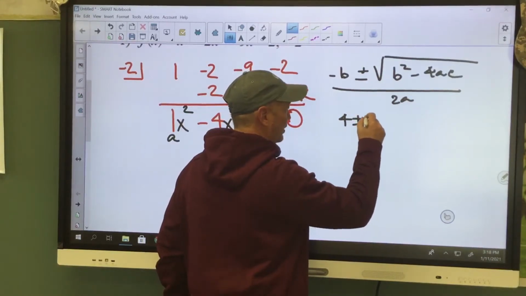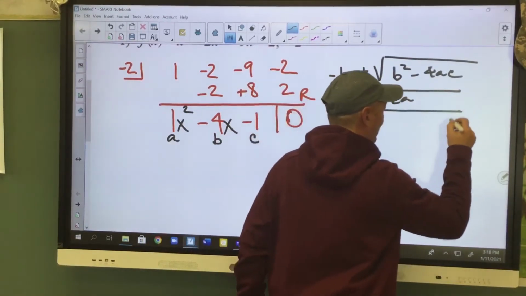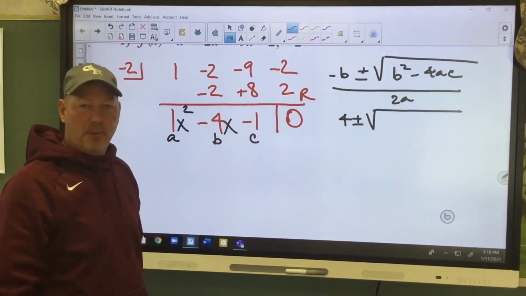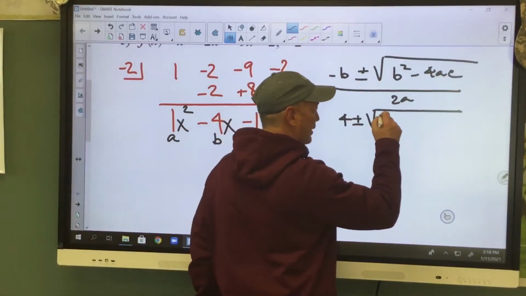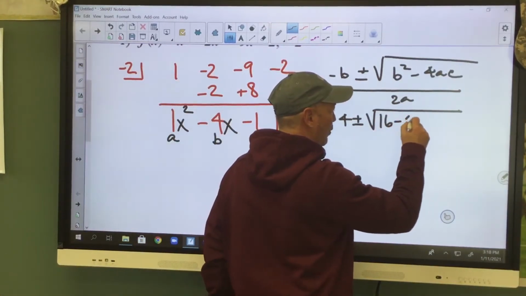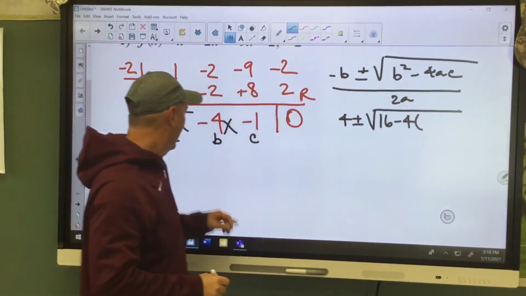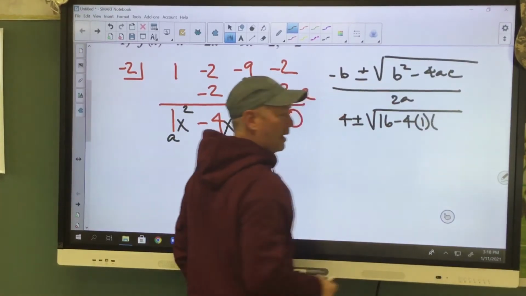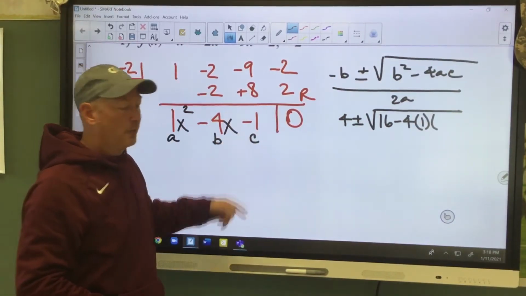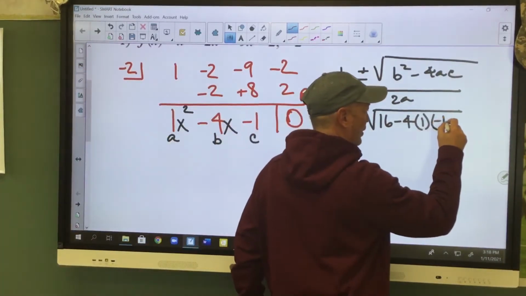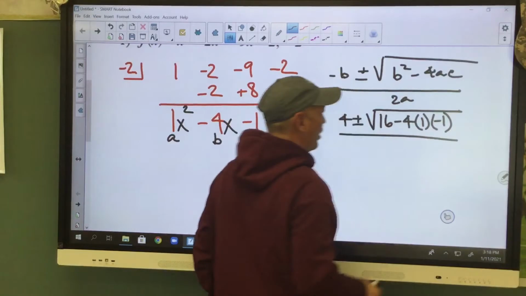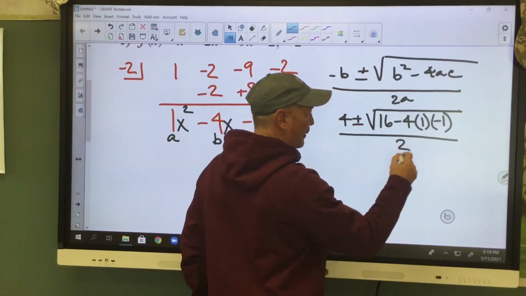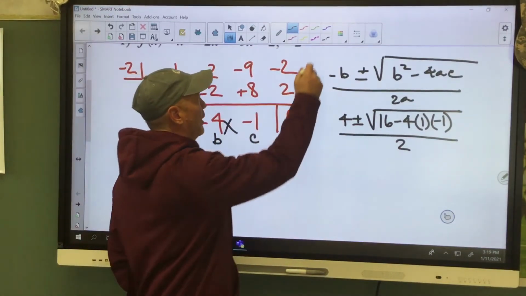Plus or minus the square root of B squared. -4 times -4 is a +16. That will be 16 minus 4 times A. A is 1. Times C. C is -1. Over 2 times A. 2 times 1 is 2. So this is what we're looking at right here. Be careful.